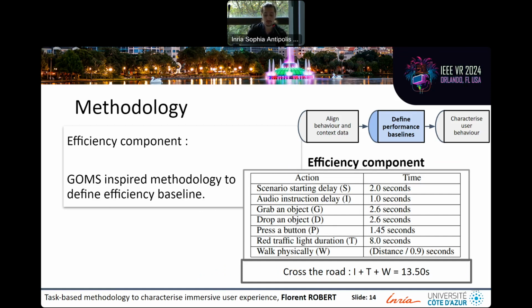And based on that, we can define for the task cross the road that the user first will have to wait for 1 second for the audio instruction. Then they will have to wait up to 8 seconds for the traffic light to turn to green. And finally, they will have to walk physically 5 meters at a speed of 0.9 meters per second. So we expect them to finish this task in 13.5 seconds.